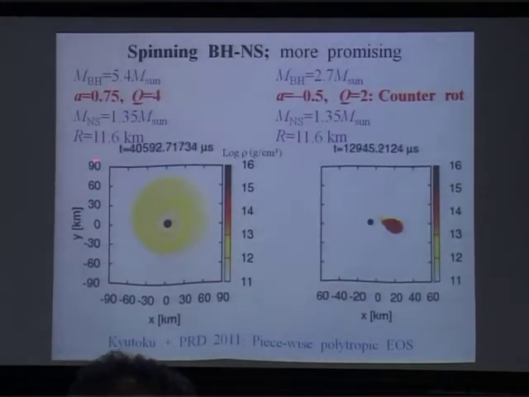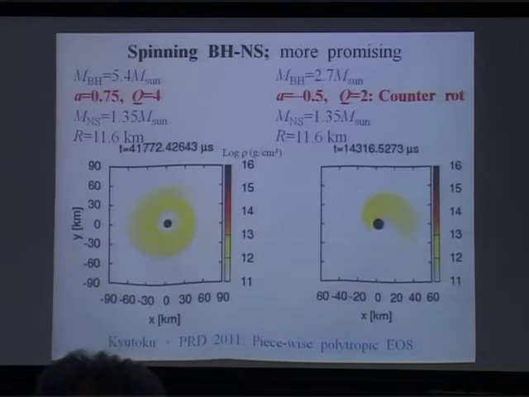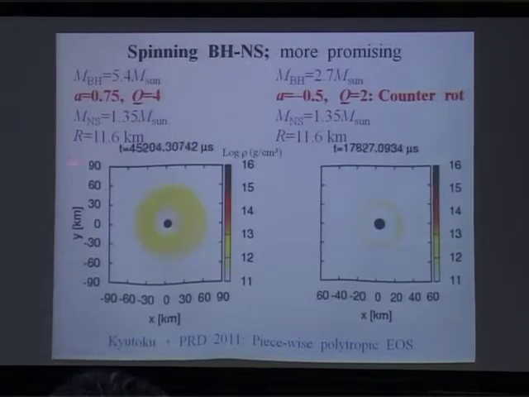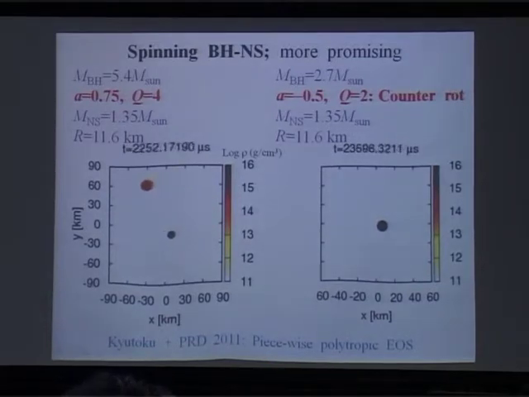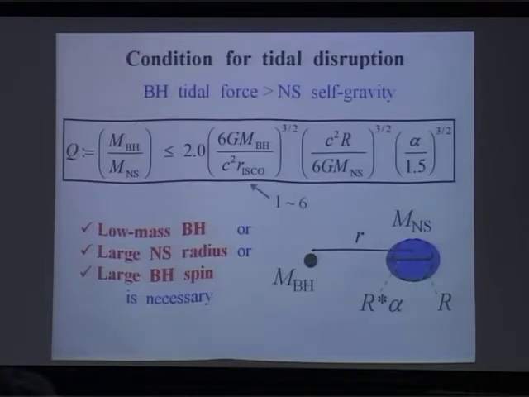And also, the radius of the neutron star plays a very important role. Here I chose a fairly small radius, but if the radius is about 15 kilometers, tidal disruption occurs for both cases. Anyway, spin, mass ratio, and neutron star radius are important parameters. This is a very rough, approximate condition for tidal disruption.